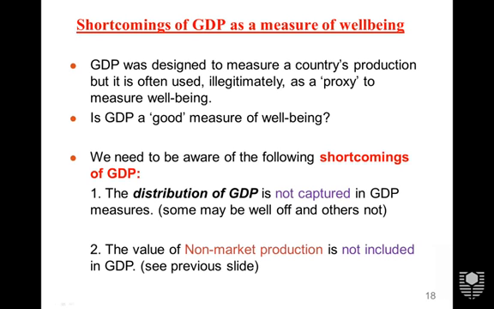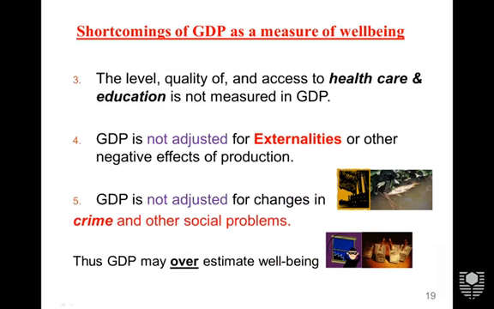For example, the distribution of GDP is not captured in GDP measures. This is a further shortcoming: it doesn't matter who is getting how much from the total share of GDP, whether some get well off or some get worse off. That distribution of income is not counted in the GDP. And the value of non-market production, as I already told you, home production, doesn't get counted in the GDP.